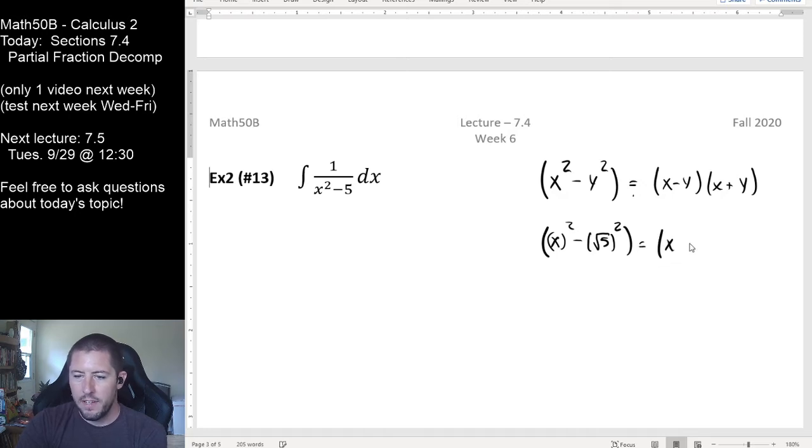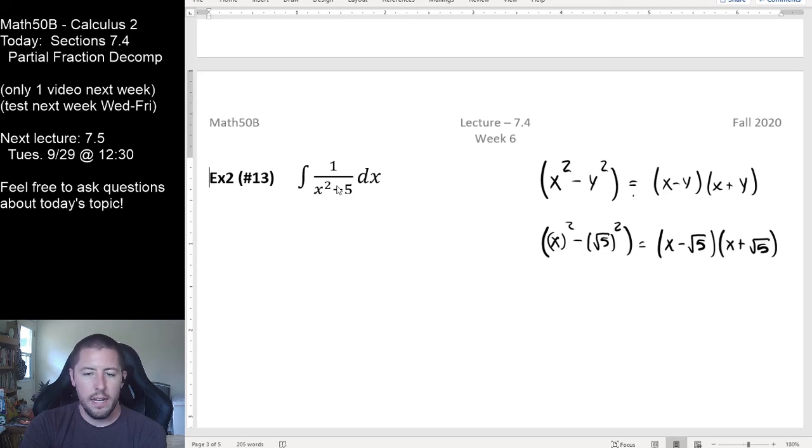So what I'm thinking to myself is we should be able to do an x minus root 5 and an x plus root 5 if we want to go ahead and rip this guy apart right here. All right. By the way, you should notice here, if this were a plus sign in here, you'd be doing trig sub.